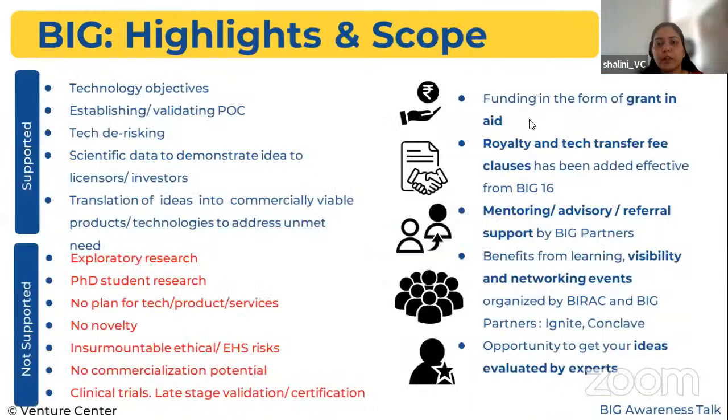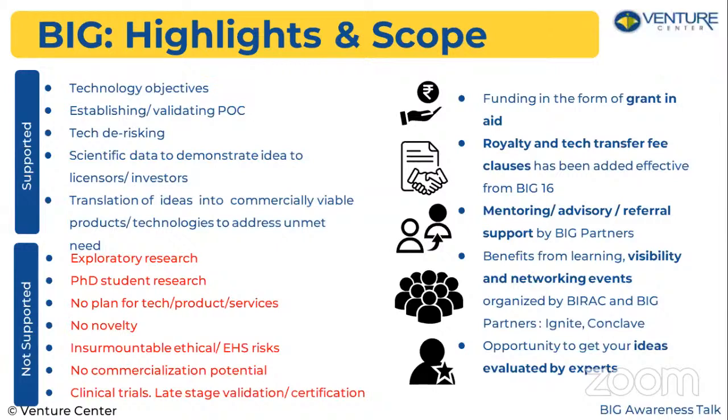Now, the scope is that the grant is in the form of grant in aid. There are royalty and tech transfer clauses which were recently added from Call 16. You get mentoring, advisory, and referral support from the partners you choose. And also you benefit from the learning, visibility, and networking events which are organized by the partner as well as by BIRAC themselves. And you get to have your ideas evaluated by a pool of experts, who go through your proposal, review it, and give suggestions and feedback on how to improve further.